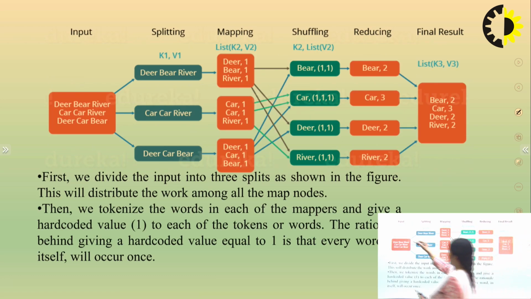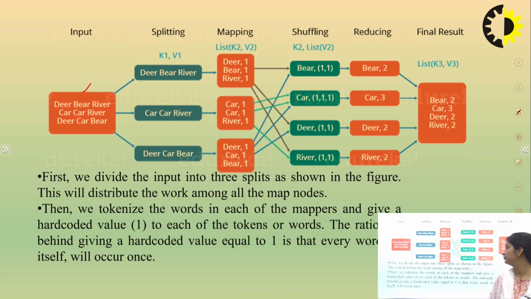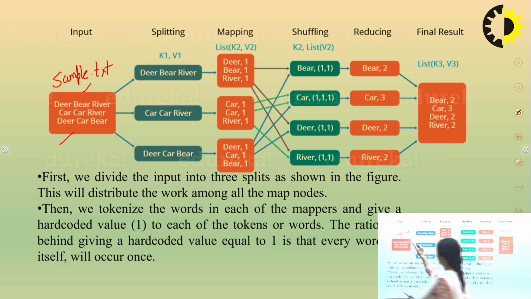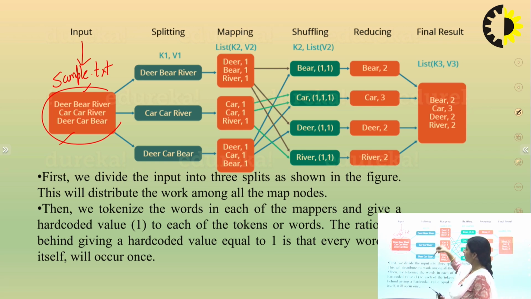First of all, I am taking this file and the file name is sample.txt. It contains this data, this content. I will take this data as an input and we will do the input split in the next phase.